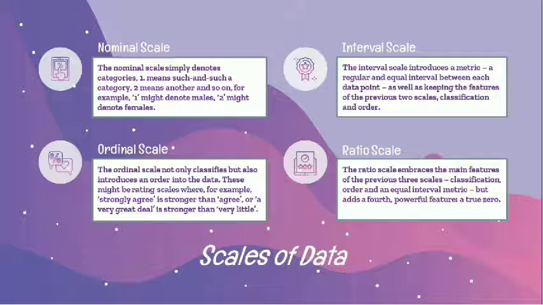The third one is interval scale. The interval scale introduces a metric, a regular and equal interval between each data point, as well as keeping the features of the previous two scales, classification and order. Next, ratio scale. The ratio scale embraces the main features of the previous three scales, classification, order, and equal interval metric, but adds a fourth powerful feature, a true zero.